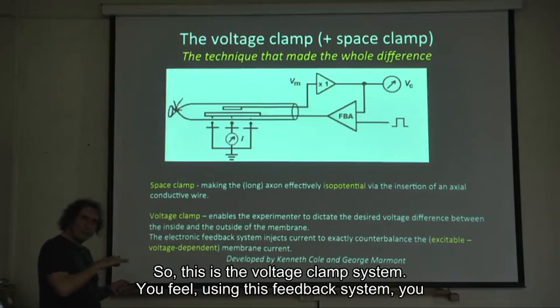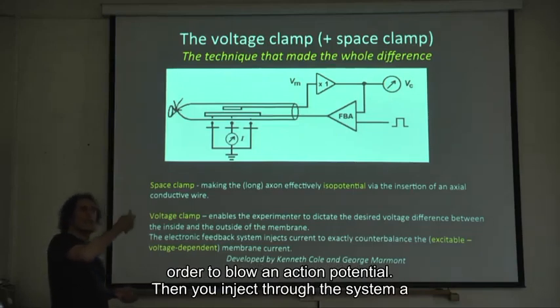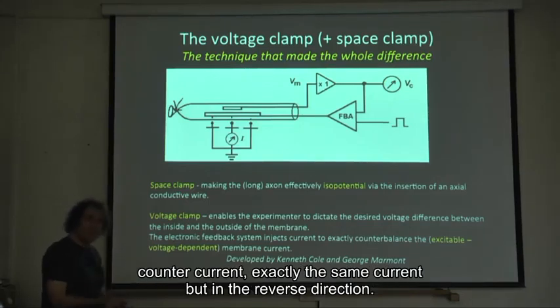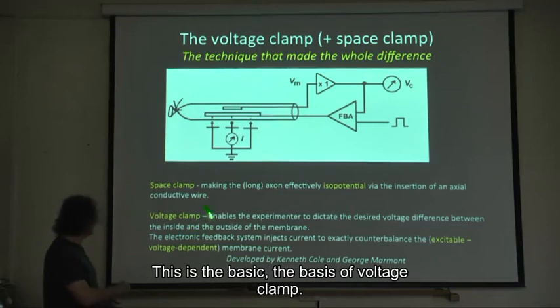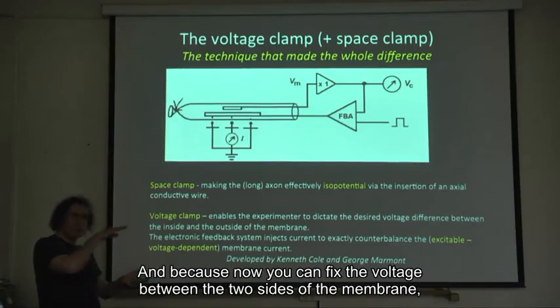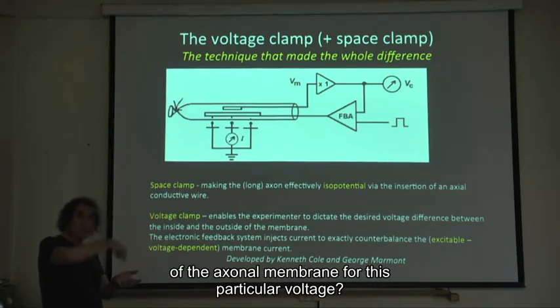Using this feedback system, you feel what is the current that the membrane wants to start to generate in order to blow an action potential, then you inject through the system a counter current, exactly the same current but in the reverse direction, so you fix the voltage, and the voltage does not change. This is the basis of the voltage clamp. And because now you can fix the voltage between the two sides of the membrane, you can ask the question, what is the current that flows between the two sides of the axonal membrane for this particular voltage?